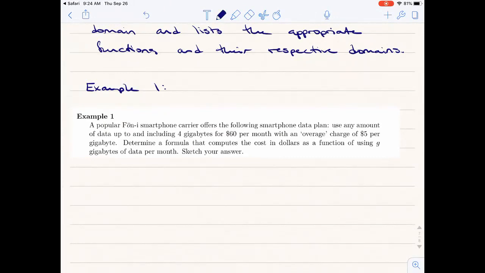So a popular phony smartphone carrier, that is really funny and really clever, offers the following smartphone data plan. You can use any amount of data up to and including 4 gigabytes for $60 per month. But then after that, there's an overage charge of $5 per gigabyte. So determine a formula that computes the cost in dollars as a function of using G gigabytes of data per month.